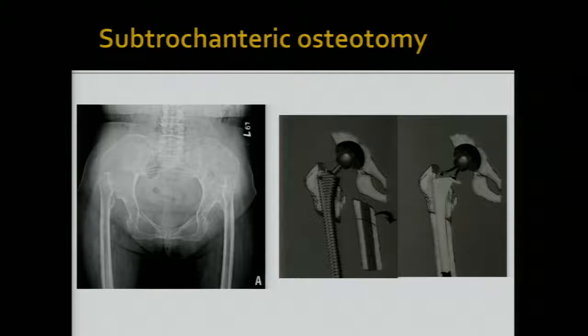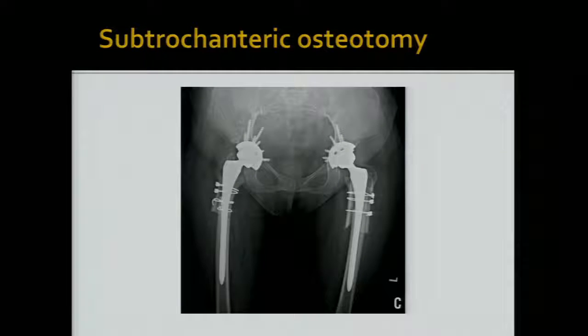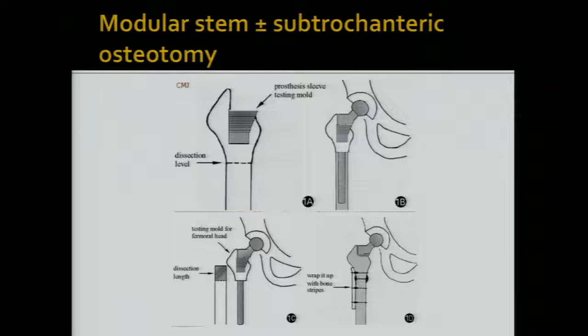In Crowe type 4 or Hartofilakidis type 3 with a high riding hip dislocation, a subtrochanteric osteotomy may be required to shorten the femur and restore the hip center. This osteotomy can also correct the abnormal version. The modular stem is also beneficial in combination with the subtrochanteric osteotomy because of its versatile option to fit the proximal and distal parts of the femur separately.